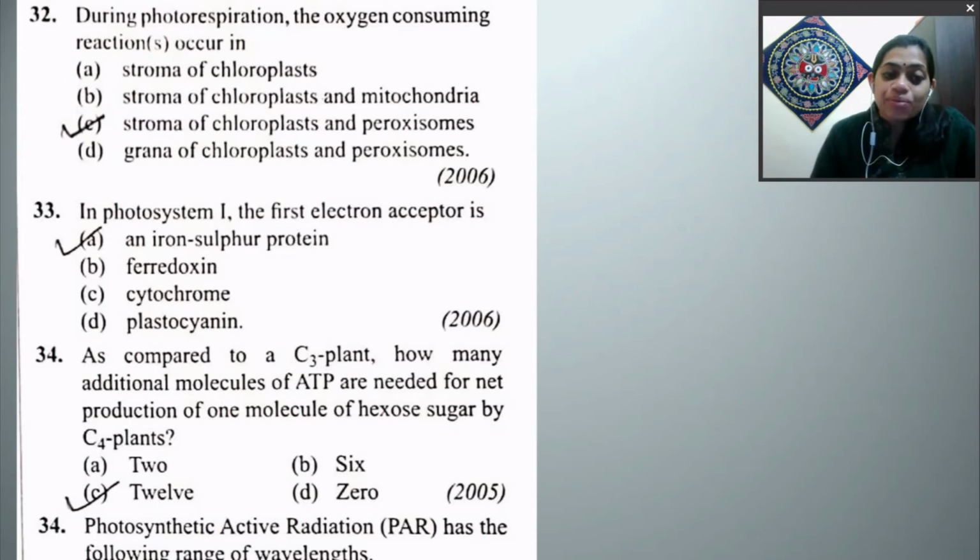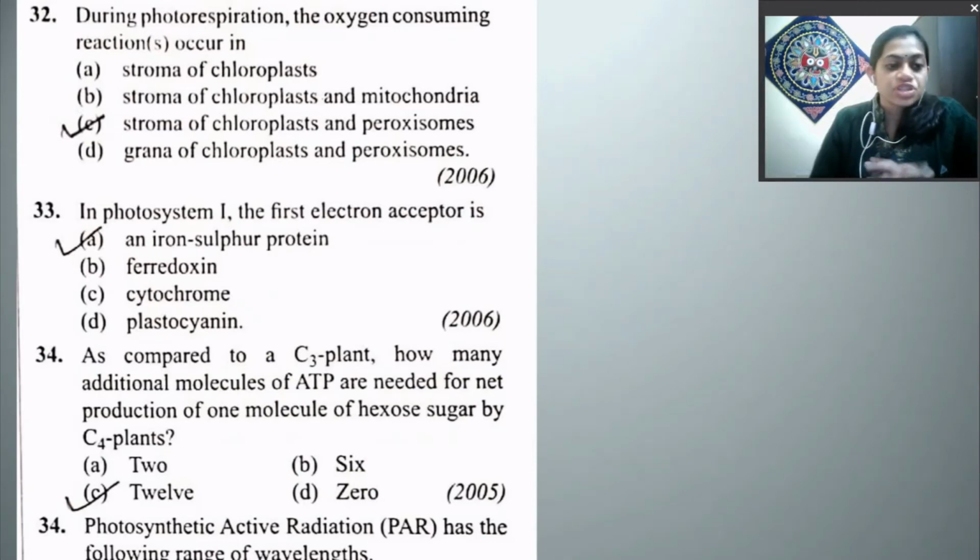Next, as compared to C3 plants, how many additional molecules of ATPs are needed for net production of one molecule of hexose sugar by C4 plants? Okay, तो C4 plants में जो पहले वाला स्टेप होता है जो C3 में नहीं होता, जिसमें malic acid फॉर्म होता है, वहां पर CO2 के लिए 2 ATP मॉलिक्यूल्स चाहिए होते हैं. अब शुगर फॉर्मेशन के लिए हमें 6 CO2 चाहिए, so that means 6 into 2 ATP, that means 12 ATPs are more needed, क्योंकि वही स्टेप C3 plant से extra होता है. Okay, so 12 ATPs are more needed, so the right answer will be C.